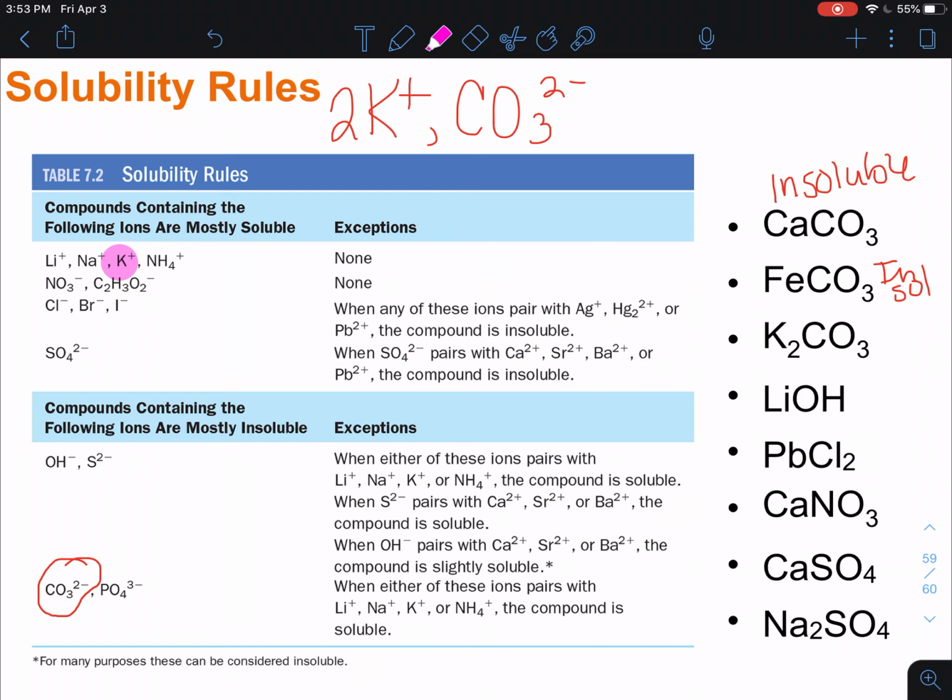All right. Compounds containing the following ions are mostly soluble. Potassium. So we have one rule stating that it's not soluble, and we have one rule stating that that compound is soluble, and long story short, soluble rules trump insoluble. So even though this says carbonate compounds don't usually dissolve, the fact that it says up here that potassium ions do dissolve, then we're going to say this is soluble.